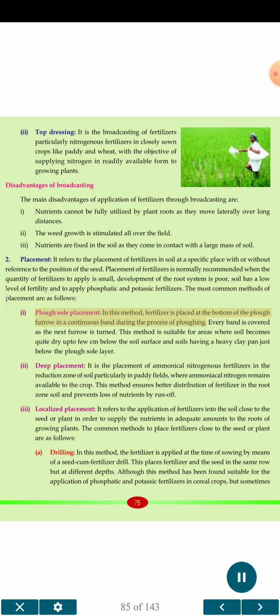I. Plow sole placement. In this method, fertilizer is placed at the bottom of the plow furrow in a continuous band during the process of plowing. Every band is covered as the next furrow is turned. This method is suitable for areas where soil becomes quite dry up to a few cm below the soil surface and soils having a heavy clay pan just below the plow sole layer.